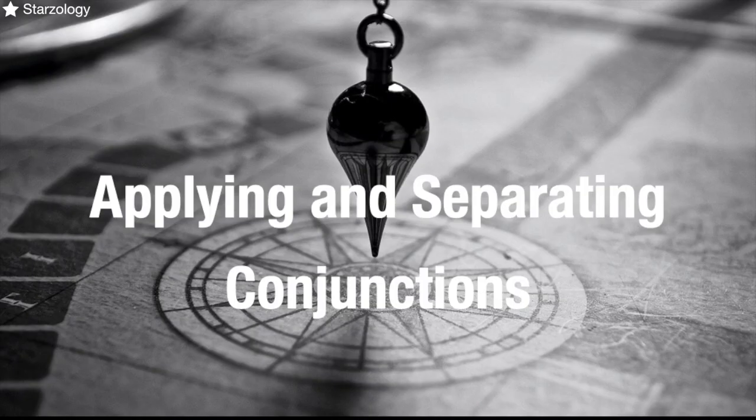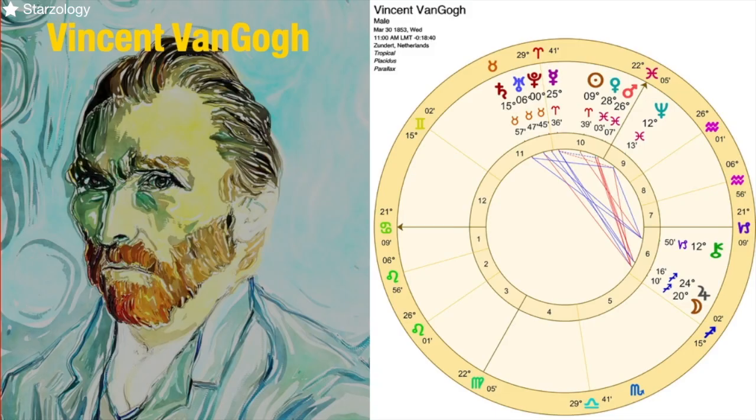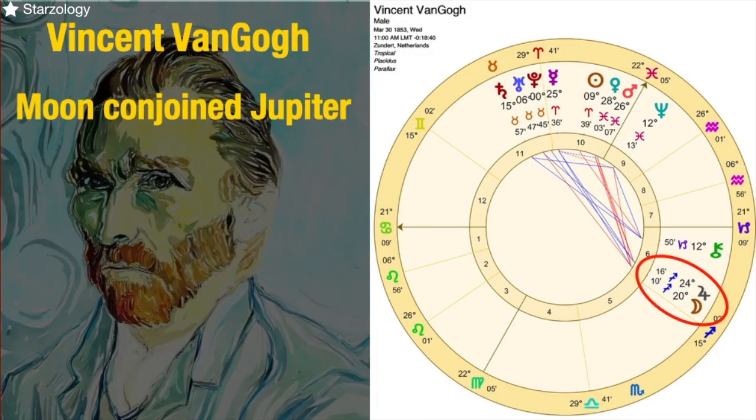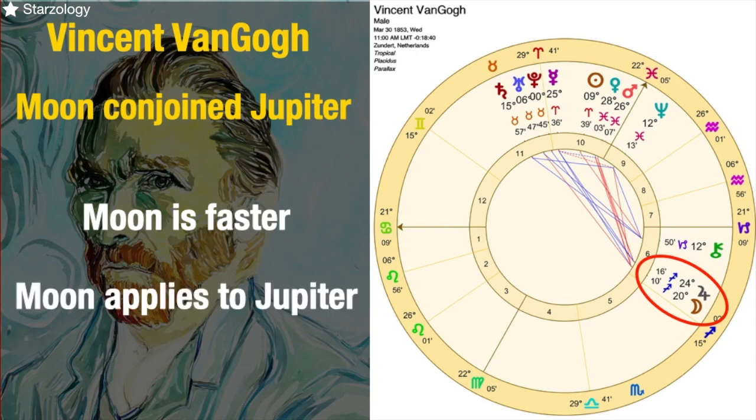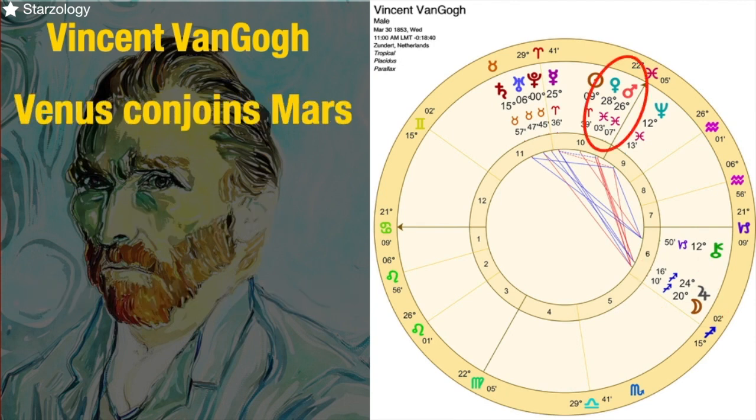Applying and separating conjunctions. Let's have a look at some examples. Let's have a look at the chart for Vincent van Gogh. He has the Moon conjoined Jupiter. You can see it down there. The Moon is at 20 and Jupiter's at 24. So we know that the Moon is faster. So the Moon is applying to Jupiter because the Moon will move up 21, 22, 23, 24 and make the exact conjunction to Jupiter. So in this case, it is an applying conjunction.